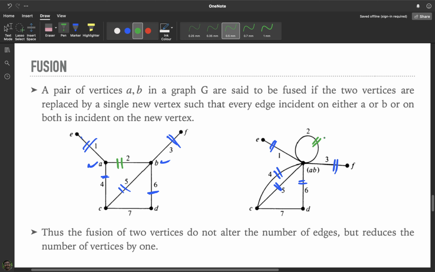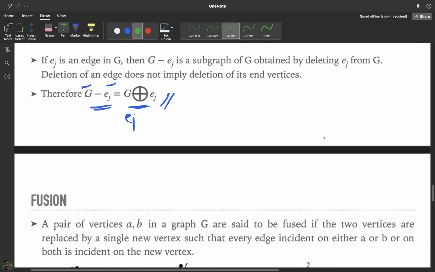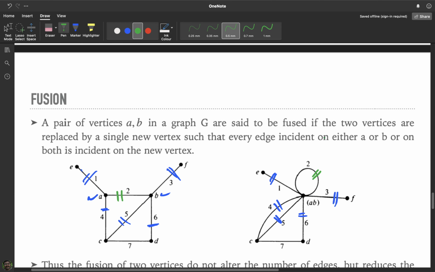If you look at this, the fusion of two vertices does not alter the number of edges, but it just reduces the number of vertices by one. So that is the idea of fusing two vertices. Please take a graph and try to fuse two vertices. A very simple idea. So fusing the vertices does not alter the number of edges, but only reduces the number of vertices by one. Okay, so I hope it is clear. The operations on a graph: union, intersection, ring sum, decomposition, deletion and fusion.